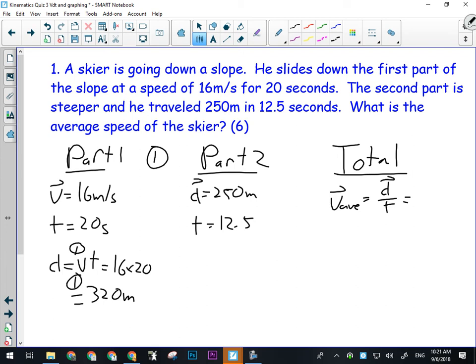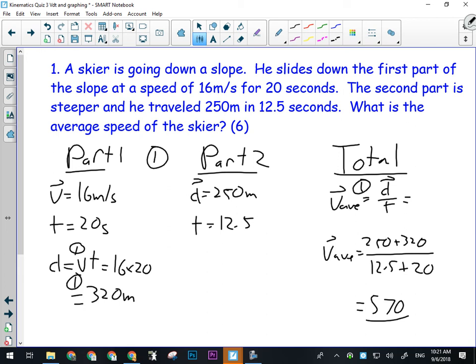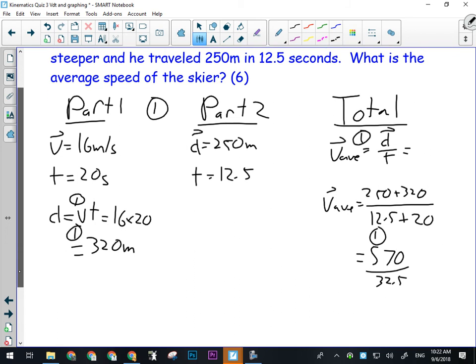Now that we have that information, we can start on our totals. So average velocity is total displacement over total time. Hopefully they got that written somewhere. That's going to mean we will have 250 plus 320 over 12.5 plus 20. In other words, we have 570 over 32.5. So what are we up to? 1, 2, 3, 4. So we'll say 5 if they have some combination of that math right there.